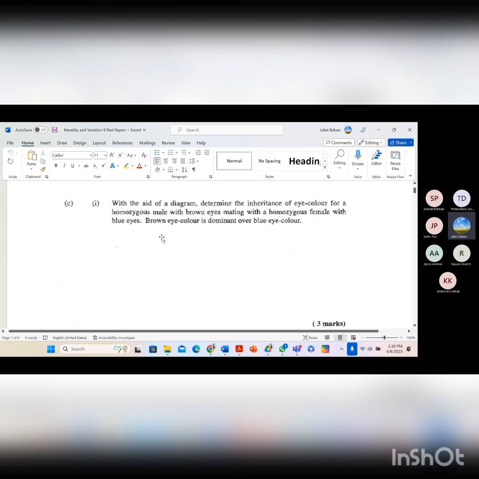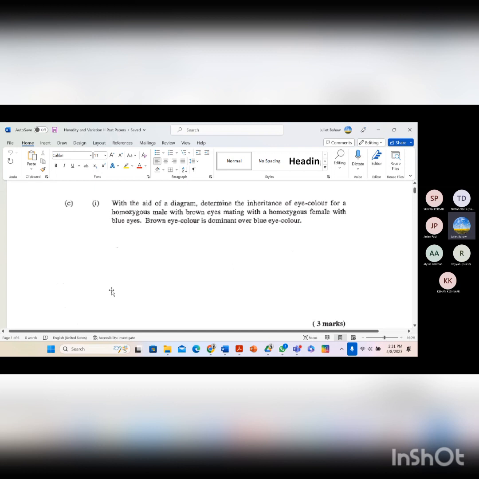So for example, if they're saying brown eye color is dominant, which one is going to be capital? Will it be brown eye or will it be blue eye? Which one is going to be in the capital letter? Brown eye, right? So whichever letter you are going to choose, make sure that brown eye is the capital form of the allele. So go ahead and work it out.